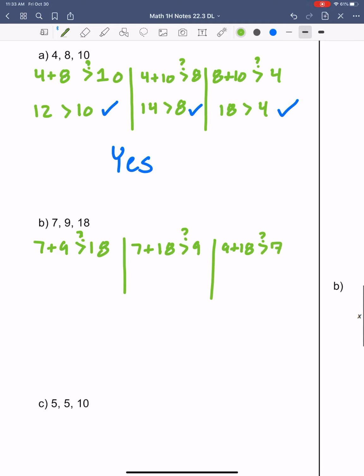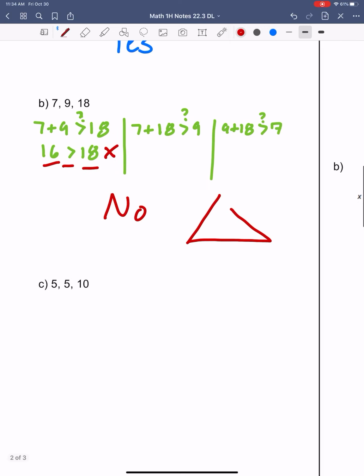For this one, we've got 7 plus 9 gives me 16. Is that greater than 18? We can see right away that this is not going to work. So this is an X. This is not going to be able to create a triangle, so I'm going to put no. These sides would not create a triangle. One of them would come up short, and we would end up with a triangle that looked something like this here, where it was missing that final piece. As soon as one of them isn't true, in this case, 16 is not greater than 18, then we know that this is not going to be able to create a triangle.